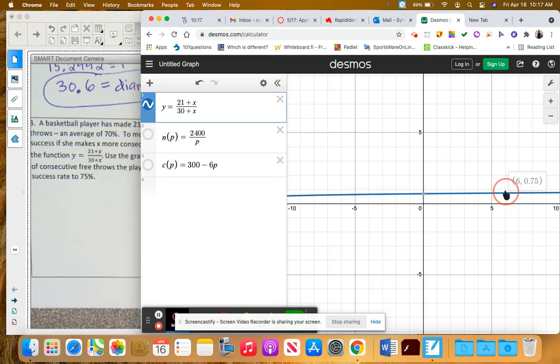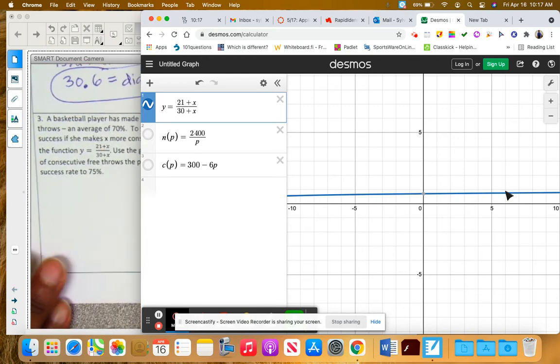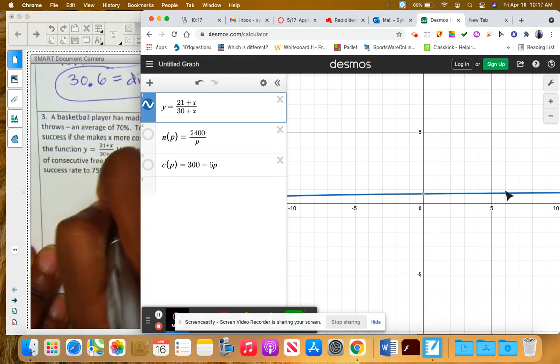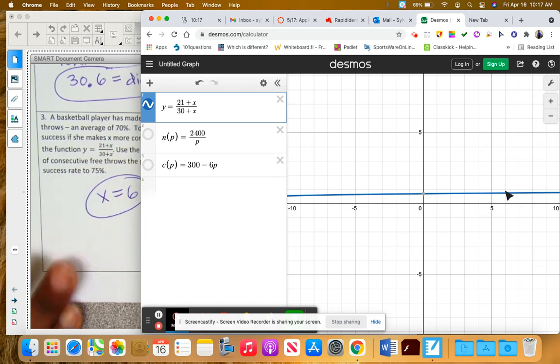So the question says, use the graph to find the number of consecutive free throws the player needs to raise her success rate to 75%. So the answer to this question is 6. So I simply just used the trace feature in my calculator, and I was looking for 0.75. You take your x coordinate. So the answer to this question is 6. X equals 6. And we use the graph for that.